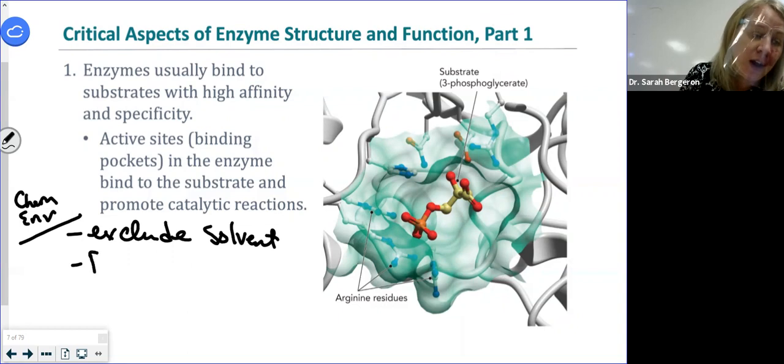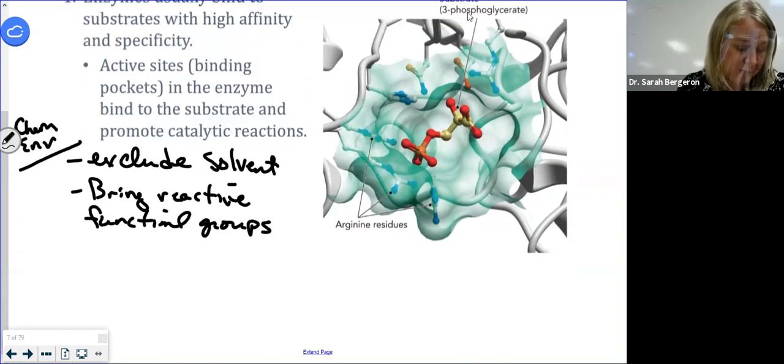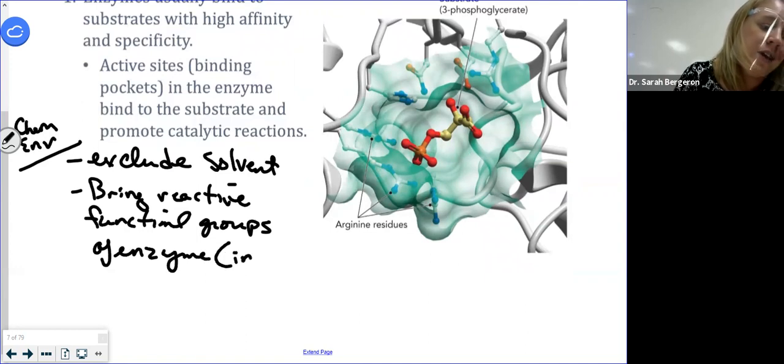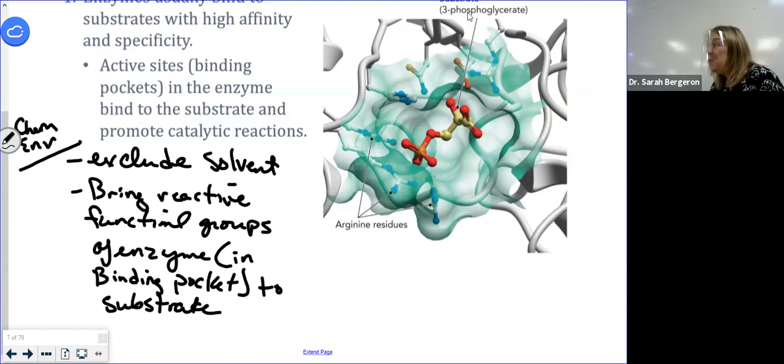So it's going to bring reactive functional groups of the enzyme down to the substrate. So this is in the binding pocket, or there's a couple of different terms for it, but I often call it the binding pocket. Right? Because really the three-dimensional arrangement of the substrate in the enzymatic pocket is super insanely important.